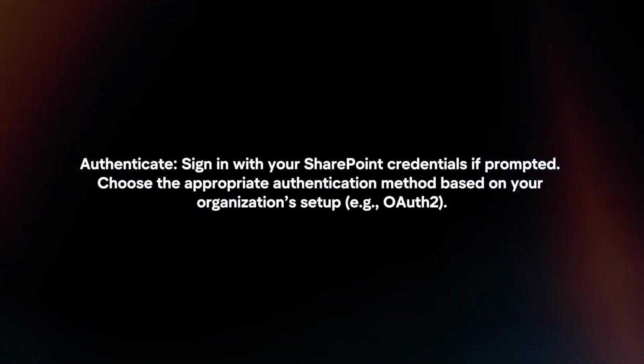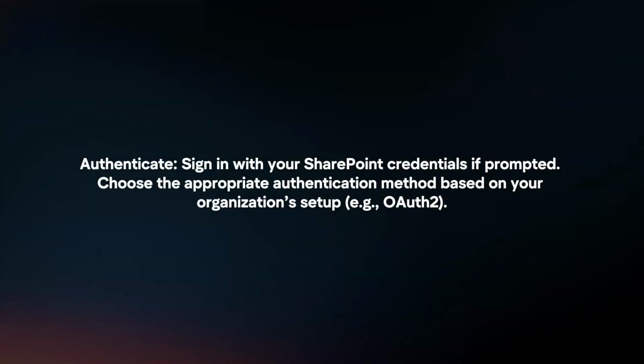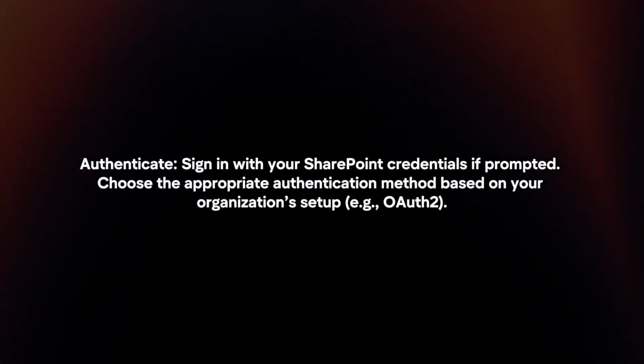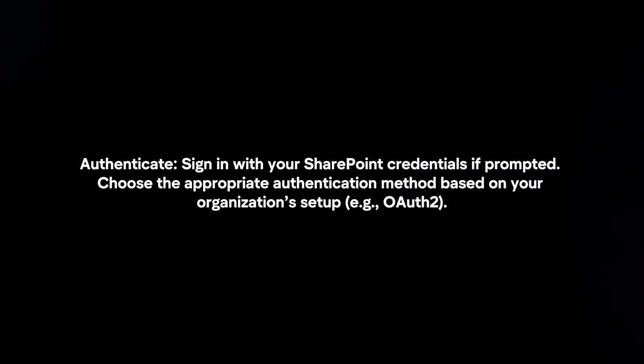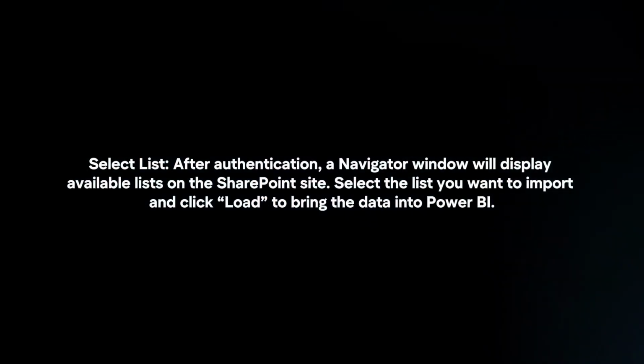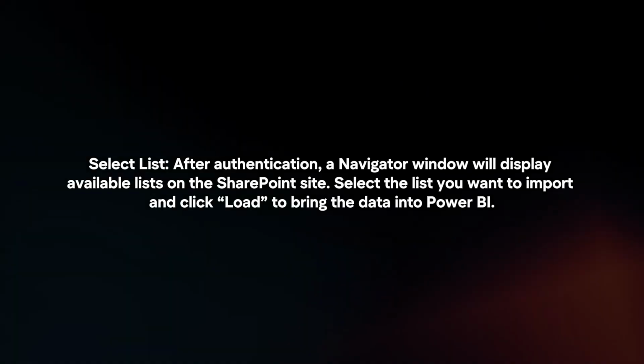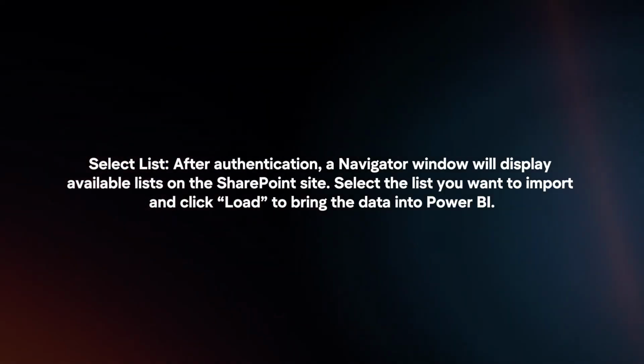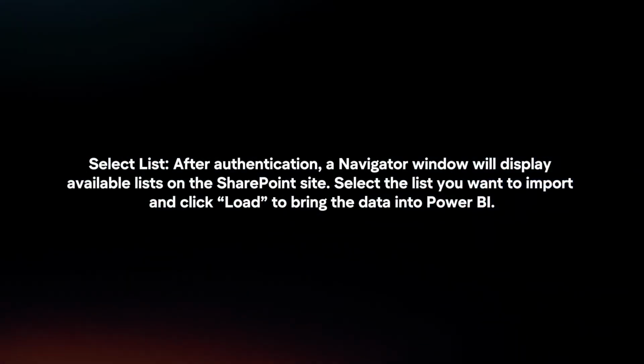Authenticate. Sign in with your SharePoint credentials if prompted. Choose the appropriate authentication method based on your organization's setup. Select List. After authentication, a navigator window will display available lists on the SharePoint site. Select the list you want to import and click Load to bring the data into Power BI.